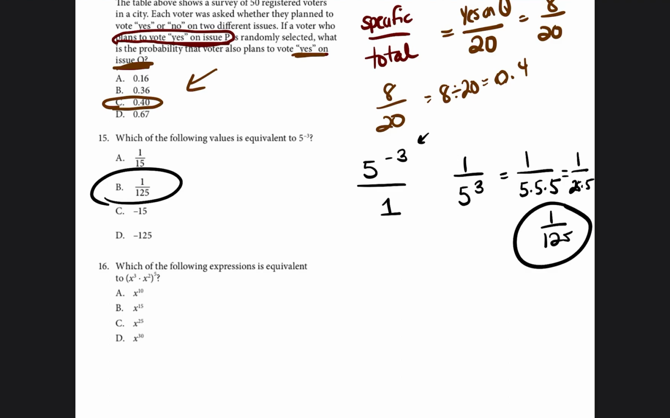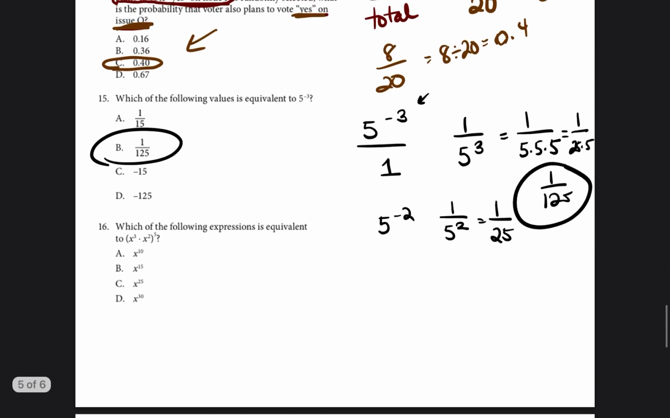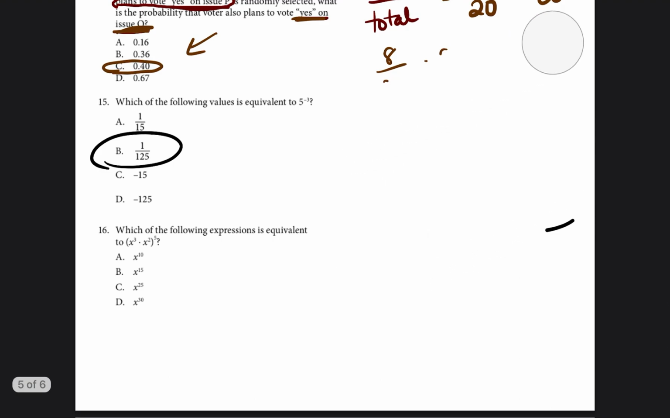Like if I had 5 to the negative 2, I would put it on the bottom to make it positive, and then I would just do 1 over 5 squared, which is 25. Okay, so we're doing good. We're going to erase this so that we don't get distracted. We're happy. Everything is fine.